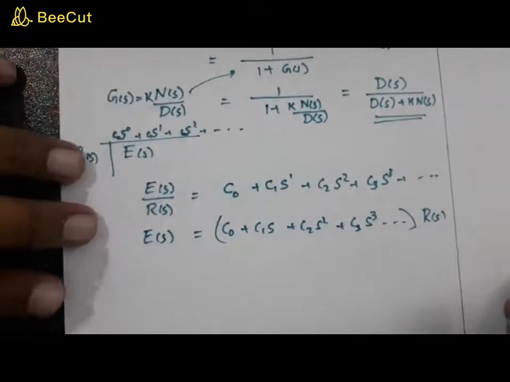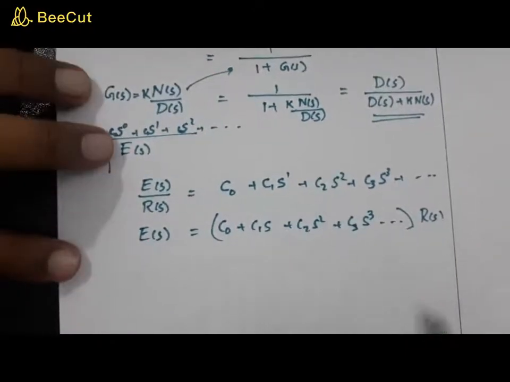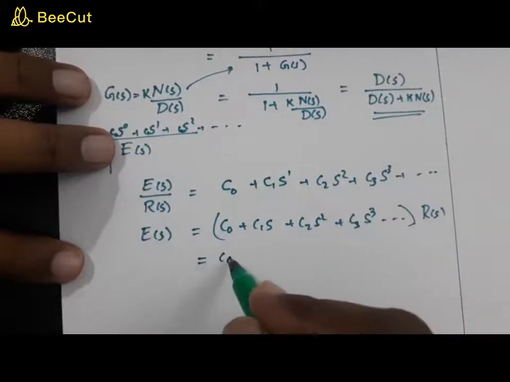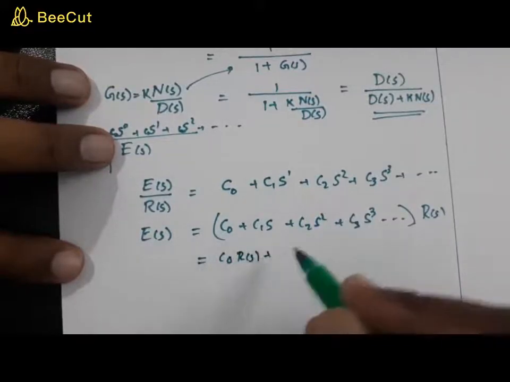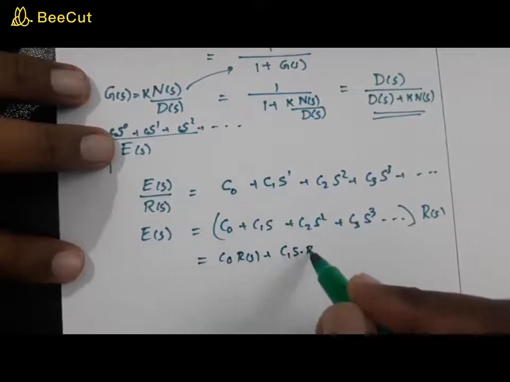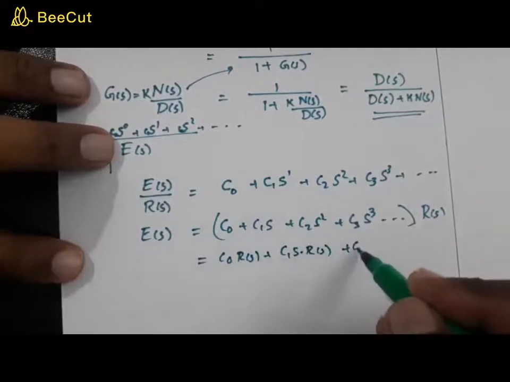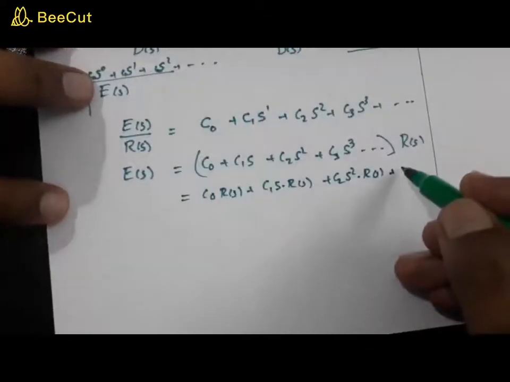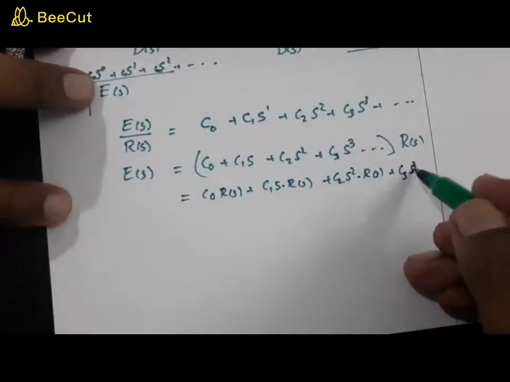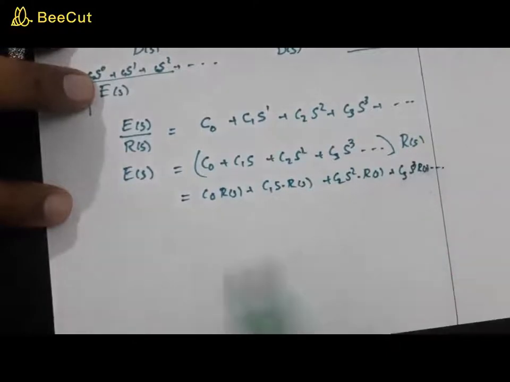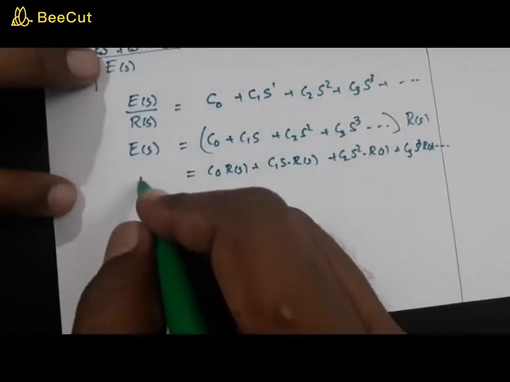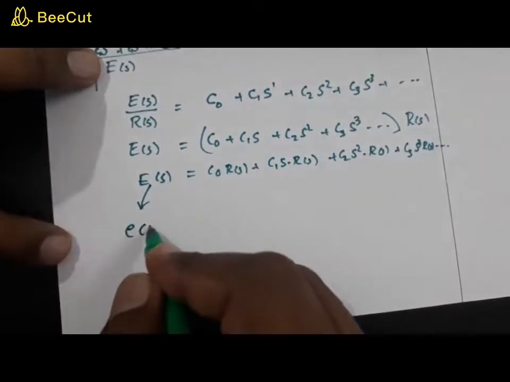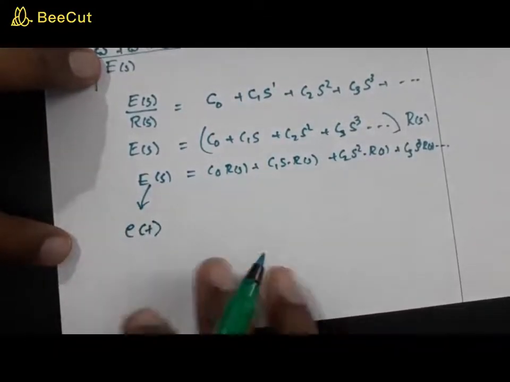Now this is C0 into R(s) plus C1 into s into R(s) plus C2 into s squared into R(s) plus C3 into s cubed into R(s), etc. Right. Now you can find the inverse of this. This is actually E(s). If you find the inverse, you will be getting E(t).